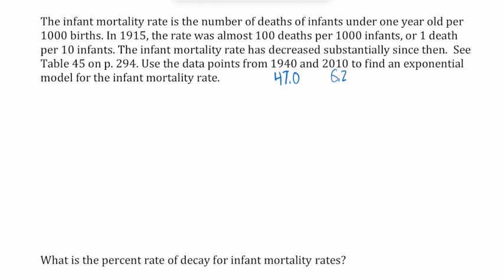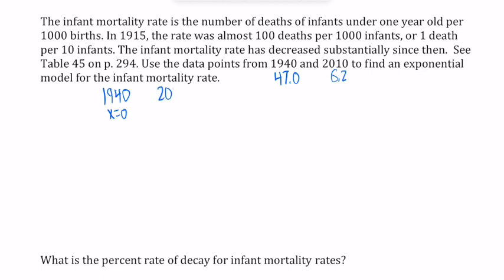Now, there's a lot of ways we can set this up. You can choose whatever you want to be your starting year. I tend to find it easiest to take the year of my first data point and let that be my starting year. Some people like to choose a nice round number like, say, 1900 in this case to be their starting year. But I'm going to choose 1940 to be my year 0.